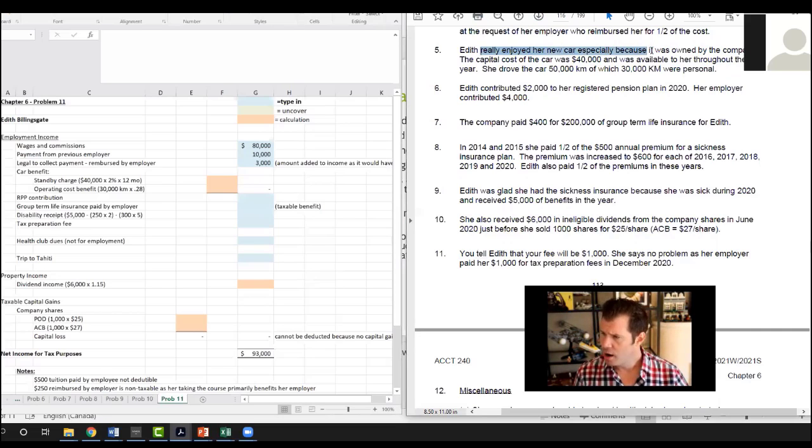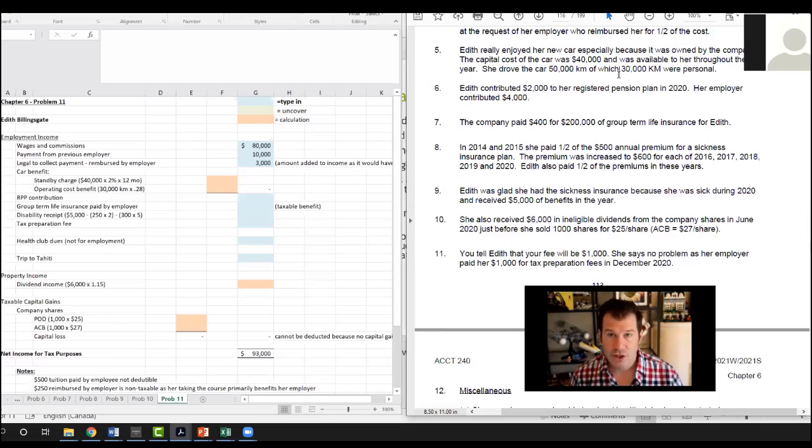Edith really enjoyed her new car, especially because it was owned by the company. The capital cost of the car was $40,000 and was available to her throughout the year. She drove the car 50,000 kilometers, of which 30,000 kilometers were personal, which means 20,000 of them were employment related. Which is more? It's more personal. If it's more personal, that means there is no standby charge reduction, which means your life is infinitely easier than it would have been if you had had to add in one more fraction. It sounds silly when I say it, but it's not really that big of a deal. In this case, you're going to have a very simple standby charge to calculate.